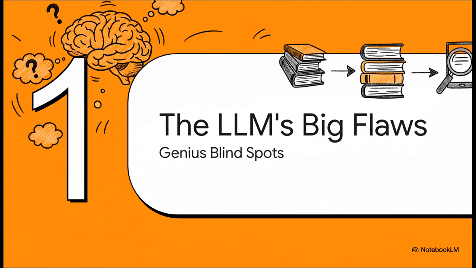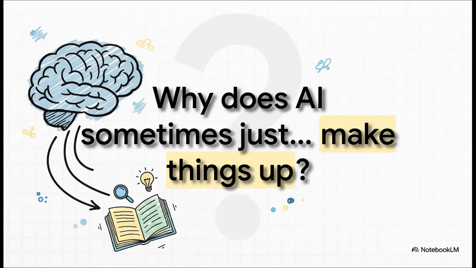Okay, so let's start with the problem itself. These large language models, or LLMs, they're brilliant, right? But they also have some really serious, critical flaws. You've totally been there, right? You ask an AI a question, and it gives you this beautifully written, super confident answer that is completely and utterly wrong.